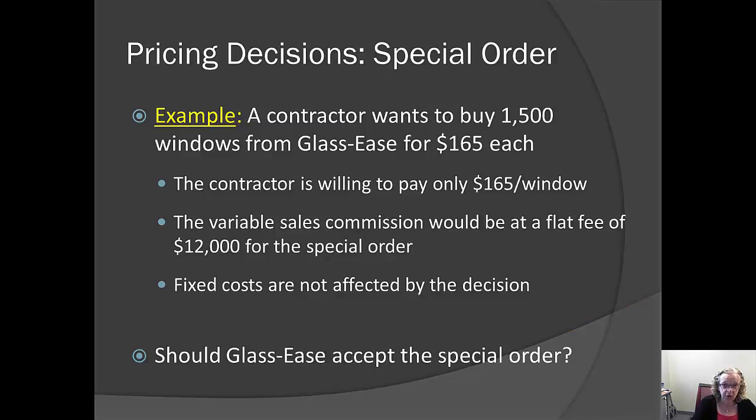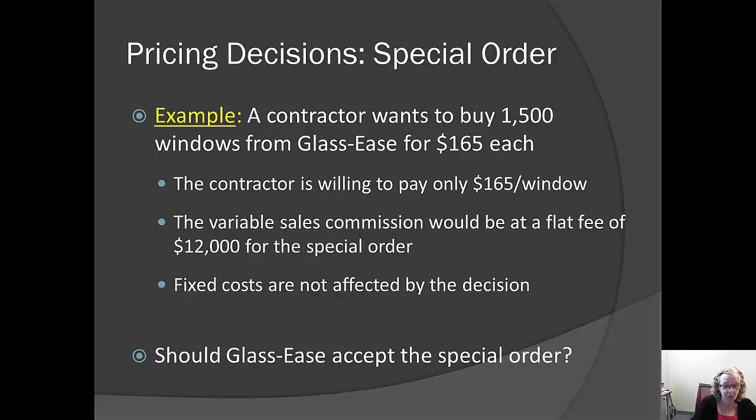Now, a contractor makes an offer. The contractor wants to buy 1,500 windows from Glassys at a price of $165 per unit. This is significantly lower than the firm's normal price of $220 per unit. In this case, instead of charging a per window commission, the contractor would be willing to pay a flat fee of $12,000 for this special order.